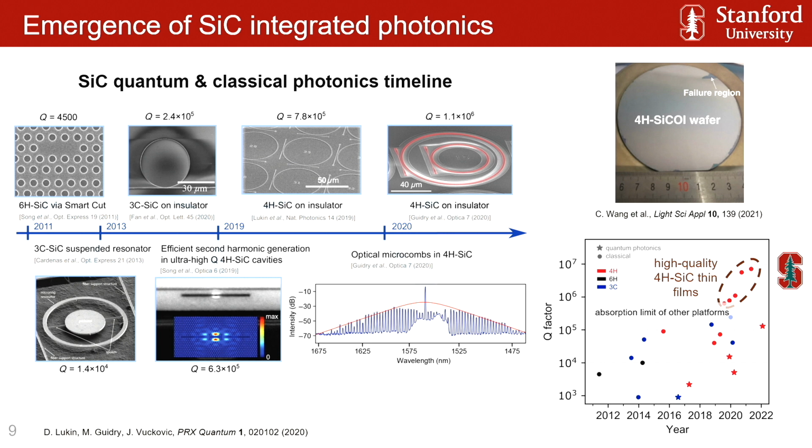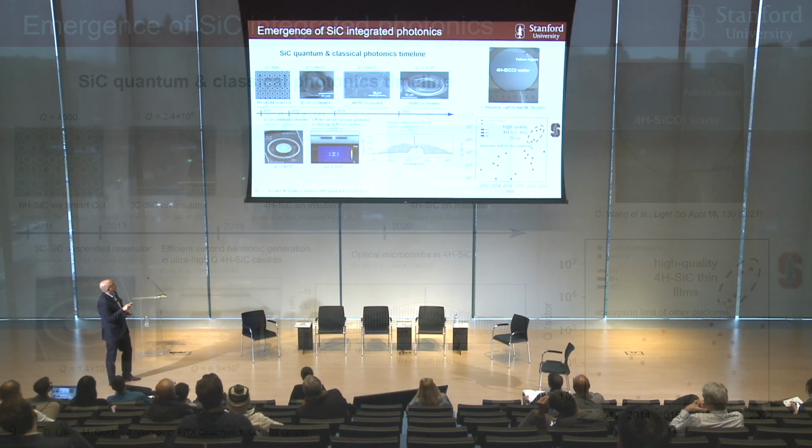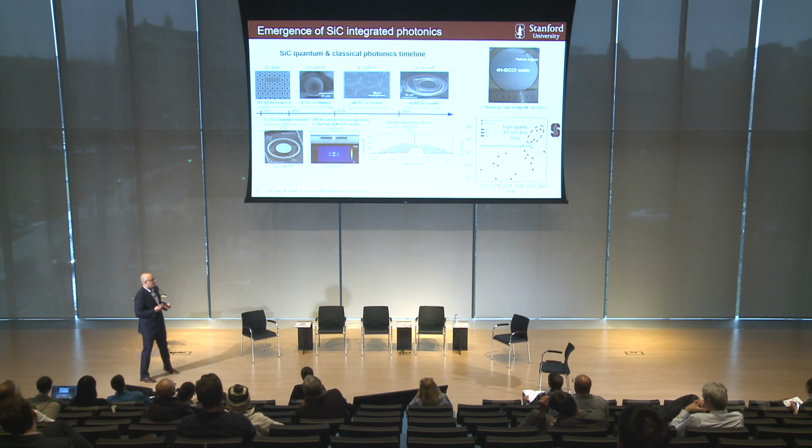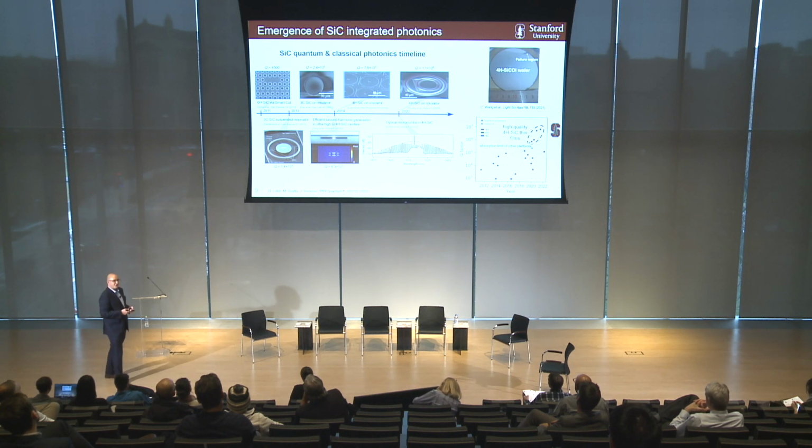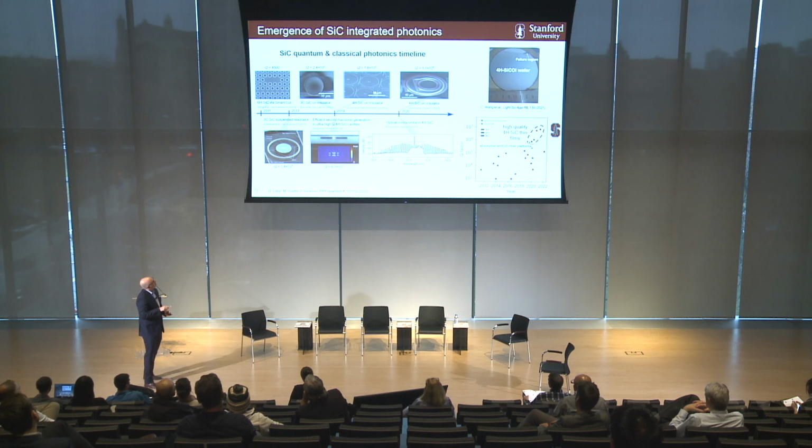This fits into a broader emergence of silicon carbide as an integrated photonics material, which is very exciting over the past 10 years or so, where quality factors have boosted through the roof. We have wafer scale thin films to make photonics out of, and we've also been exploring other things besides quantum. I motivated quantum, but photonics are useful for more than just quantum applications. In particular, because silicon carbide has a nonlinear refractive index, if you pump it really hard, it can make frequency combs, which is really useful for metrology and things like LiDAR and self-driving cars. So there are classical and quantum applications based on this high quality factor thin film technology to make nice photonic devices.